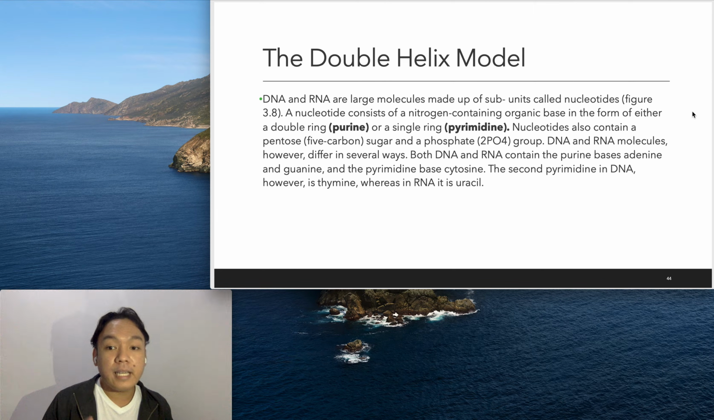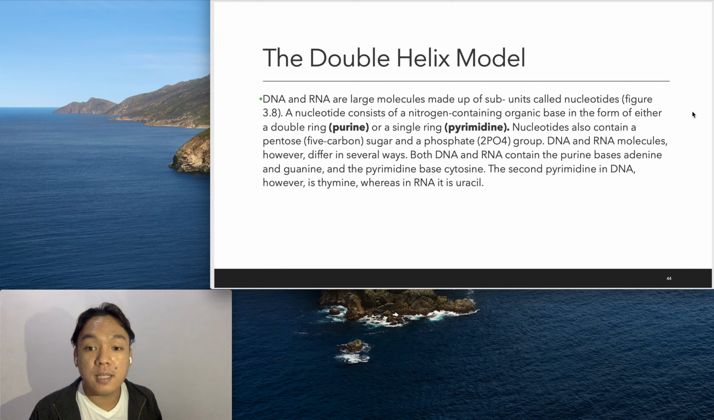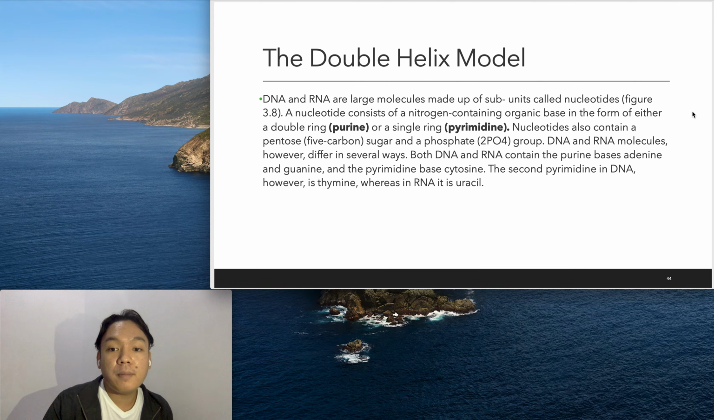The DNA and the RNA molecules, however, differ in several ways. The DNA and RNA contain the purine bases adenine and guanine, and the pyrimidine base cytosine. The second pyrimidine in DNA, however, is thymine, whereas in your RNA it's uracil. So we'll talk about the base pairs.